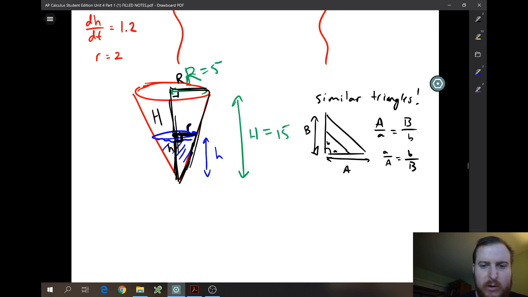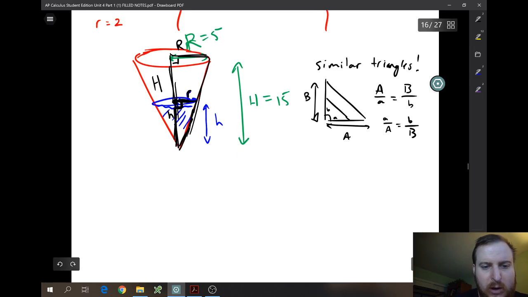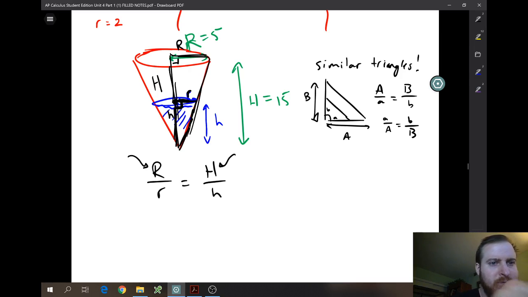So what we can do here is the same, but instead of using a and b, you can say, okay, big R over little r equals big H over little h. That's great. But because they're constants, we can plug them in. Now, you're not going to plug in the 2, right? We cannot plug in the 2 because it's not constant.